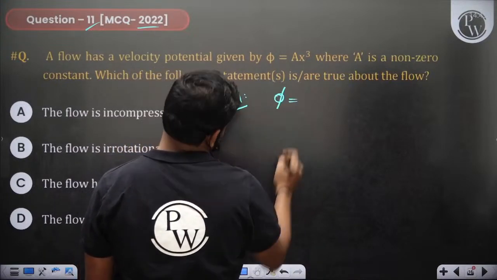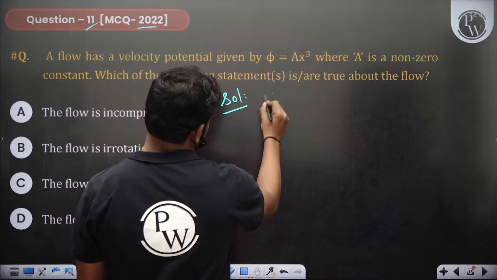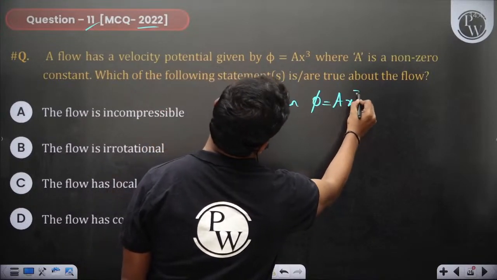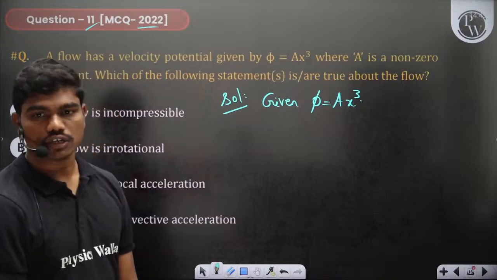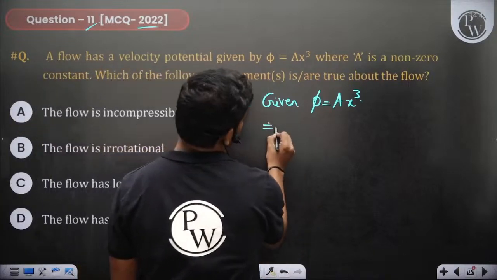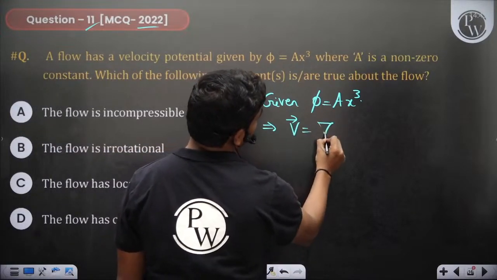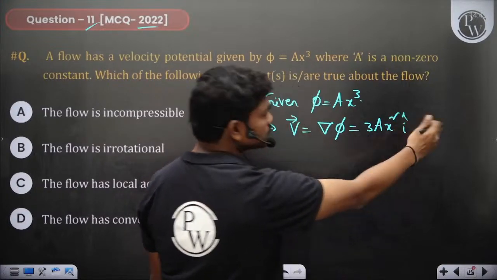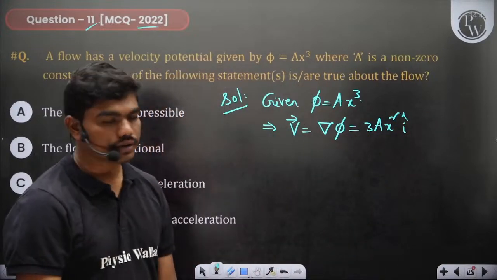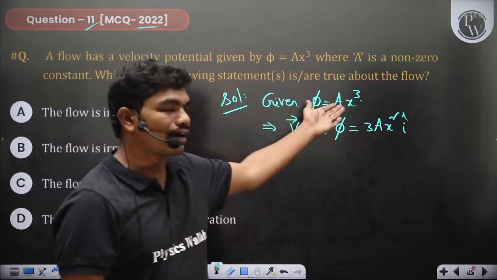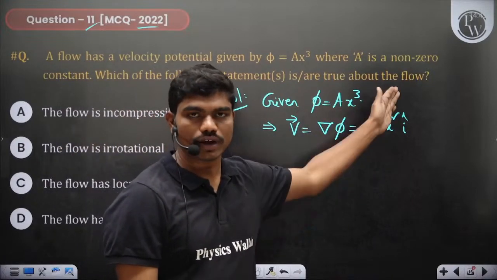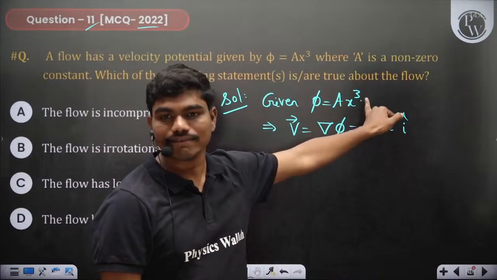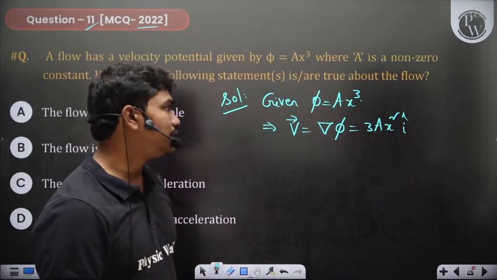Phi is given, phi is equal to ax cube, and A is non-zero. So if you want the velocity vector, take the gradient of phi. This gives you 3ax square i cap, because there are no y and z components involved. So v is the gradient of that function. If you have a scalar function, then the gradient is dou phi by dou x i cap, dou phi by dou y j cap, and so on. But this function does not have y and z involvement. So 3ax square i.